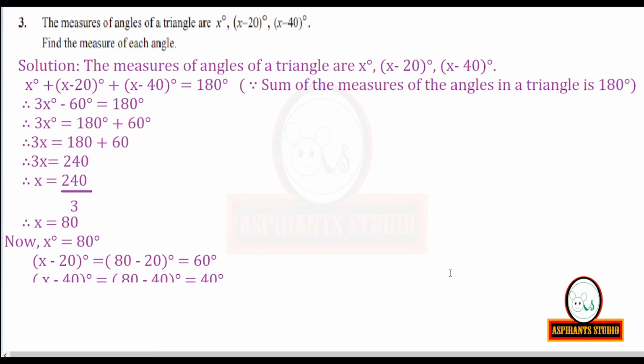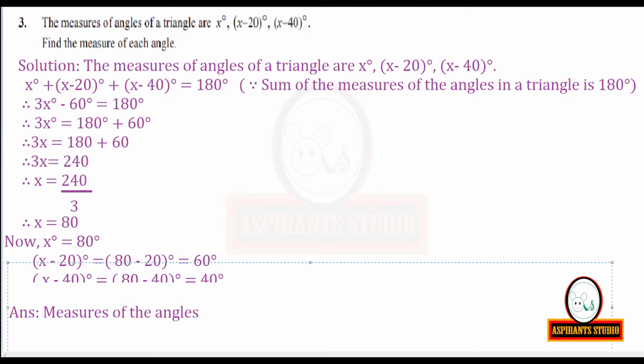So when you write the final answer, look at the question. In the same pattern you have to write the answer. Find the measure of each angle is given. So the answer should be written in this format. Measures of the angles of the triangle are 80 degrees, 60 degrees and 40 degrees.